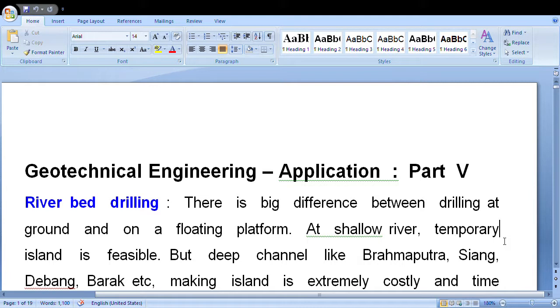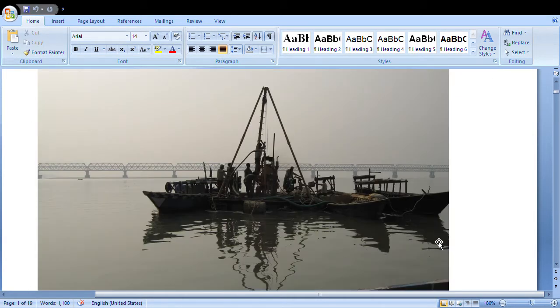There are a lot of peripheral problems. Number one, drilling from a platform. In case of any river, there are a lot of other energies acting on the platform. Basically, these are the water velocity and an untight platform, because no one can make the platform rigid.